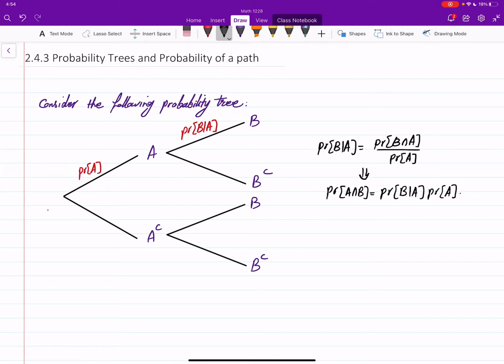And you see that probability of B knowing A is given on the tree. Probability of A is also given on the tree. What this says is that the product of these two is going to give us the probability of intersection of these two. And that is the rule for probability of a path.